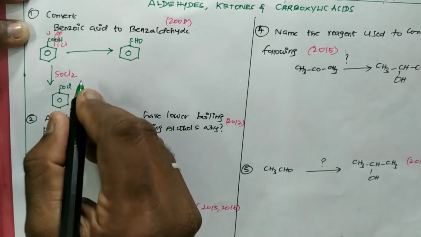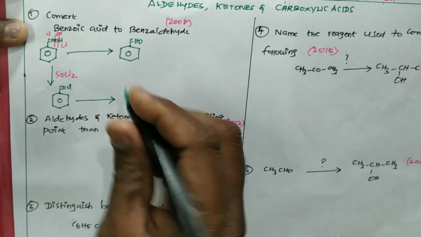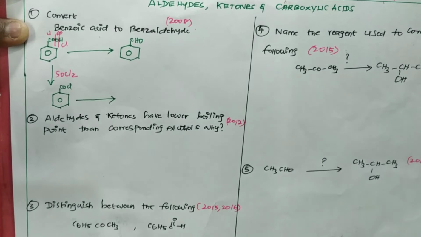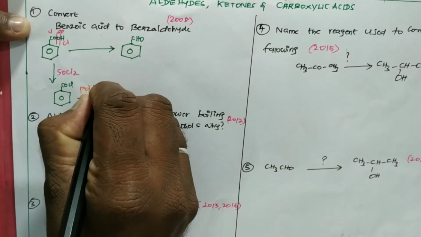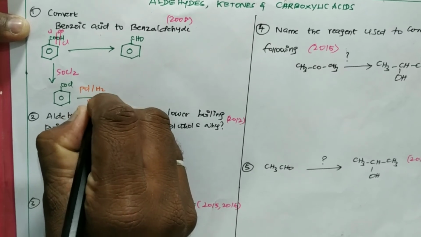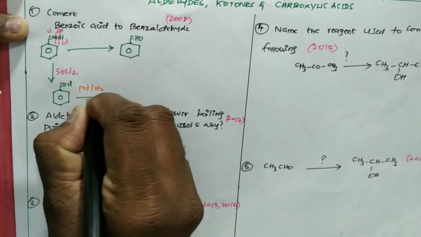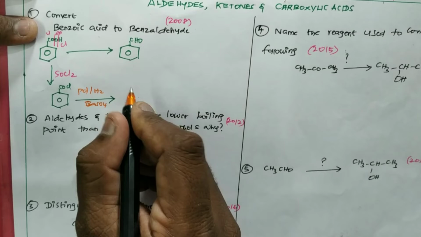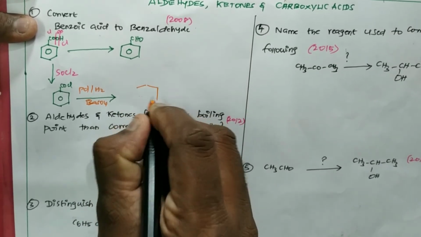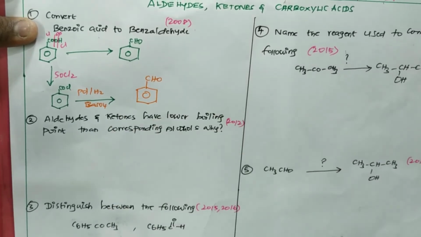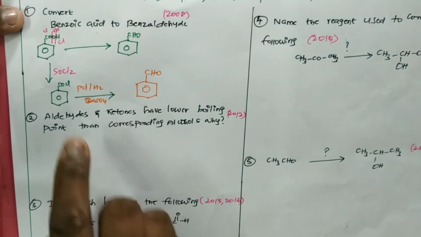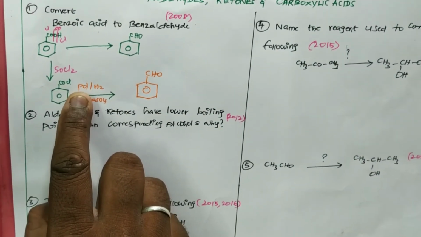Once I get benzoyl chloride, it will be reacting with our good reagent, that is palladium and hydrogen, with barium sulfate. This is called the Rosenmund reduction. If I use this, I'll be getting a product like this. This is called benzaldehyde. Here the hydrogen and palladium will be acting as a good reducing agent.